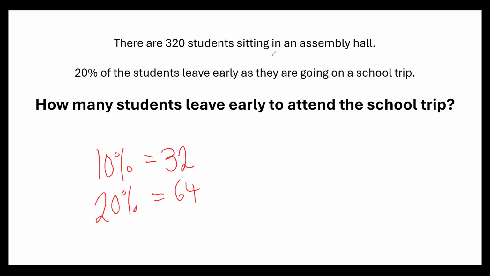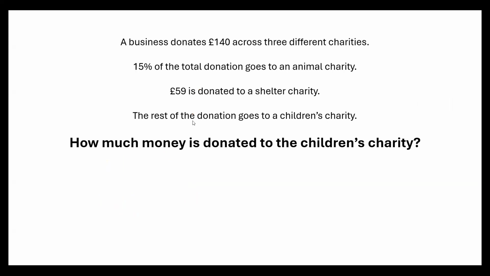All right, this one's a little bit trickier. A business donates £140 across 3 different charities. 15% of the total donation goes to an animal charity. £59 is donated to a shelter charity. The rest of the donation goes to a children's charity. How much money is donated to the children's charity? Be careful, guys. Give that a go.